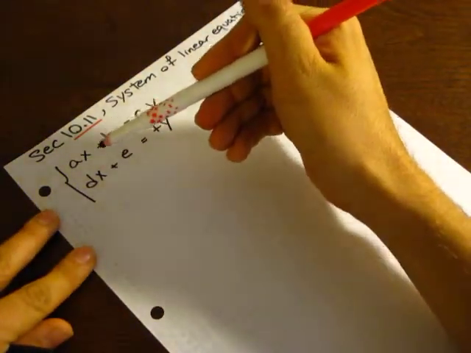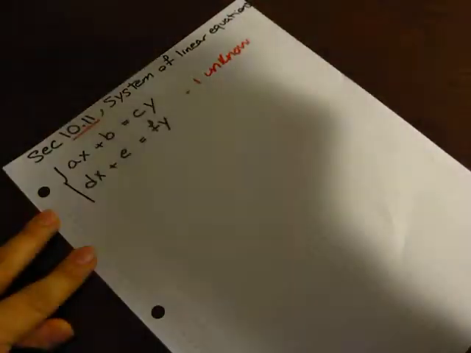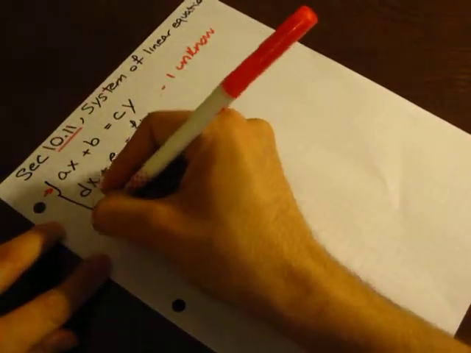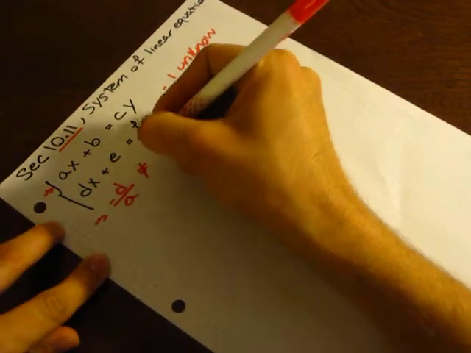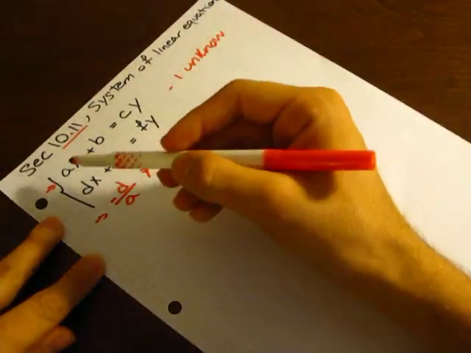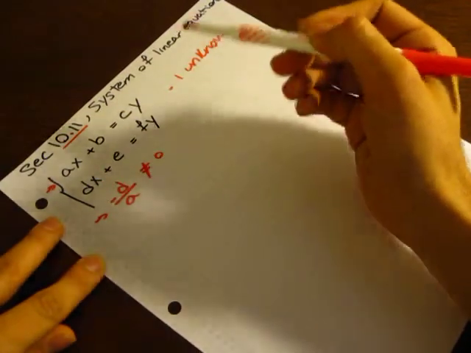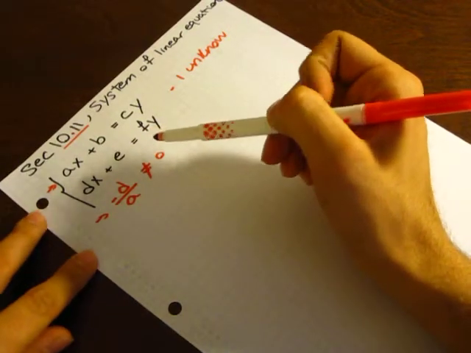We can do that by multiplying one of the equations by a coefficient, or both of them by coefficients, and either adding or subtracting them from each other to eliminate one of our unknowns. For example, if we multiply the first one by negative d over a, which is not equal to 0, we are able to get rid of x in both equations and we are going to be left with y and a bunch of numbers. So let's take a look at an actual example.